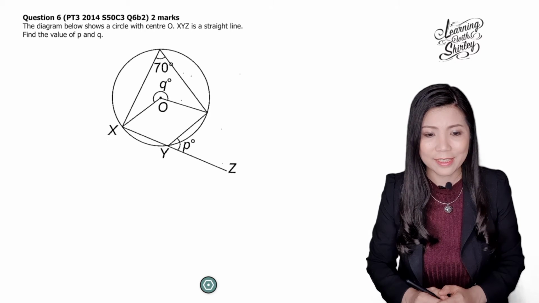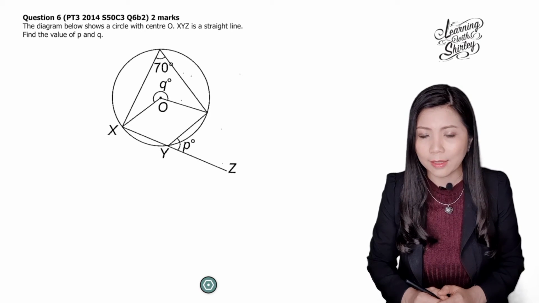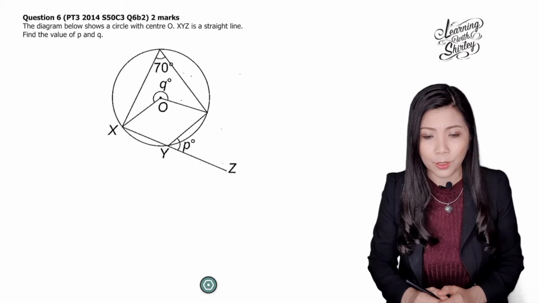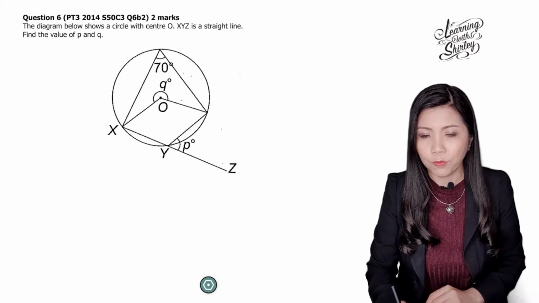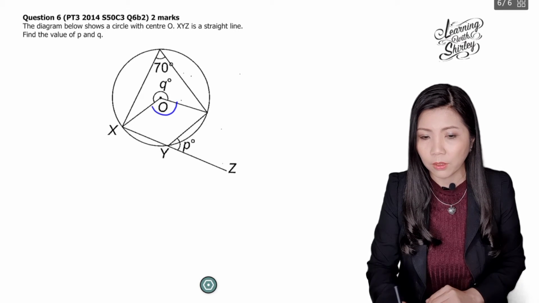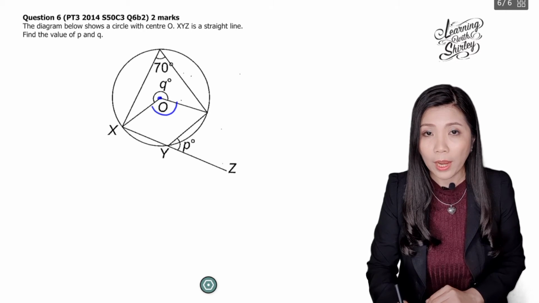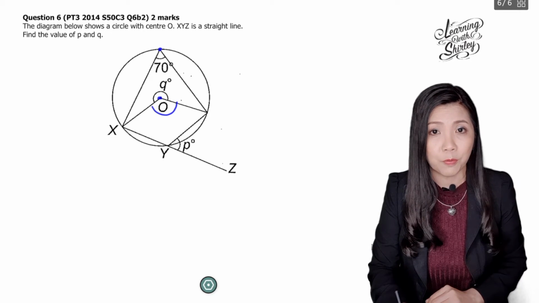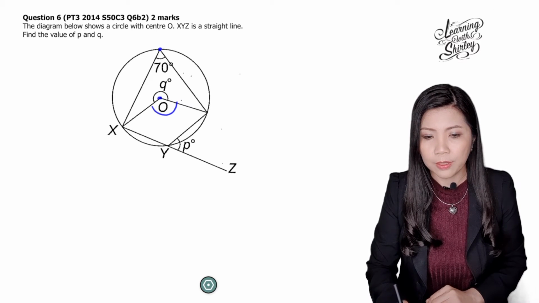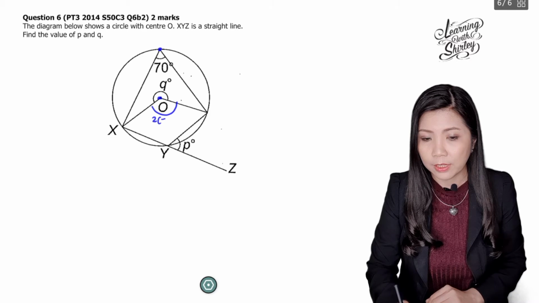Let's look at question number 6. The diagram below shows a circle with center O. XYZ is a straight line. Find the value of P and Q. For this, I'm going to find Q first. In order to find Q, we have to find this angle, because we know that the angle subtended at the center is twice the angle subtended at the circumference, provided the length of arc is the same. So this will be 2 times 70, which equals 140.